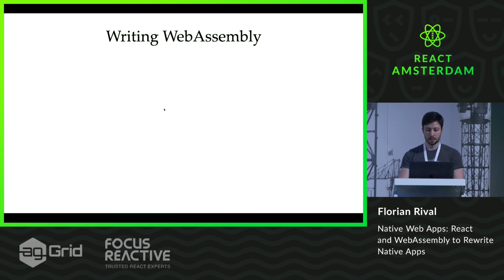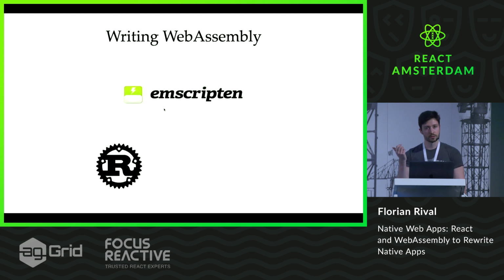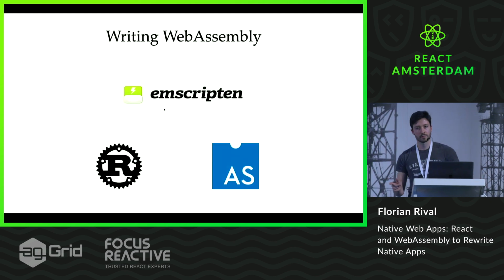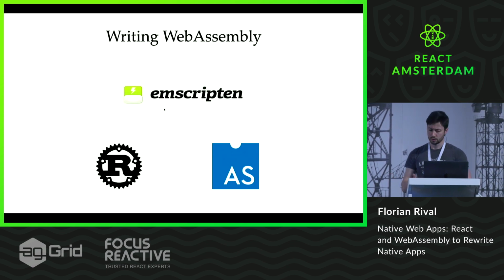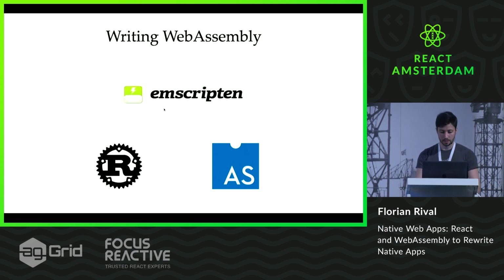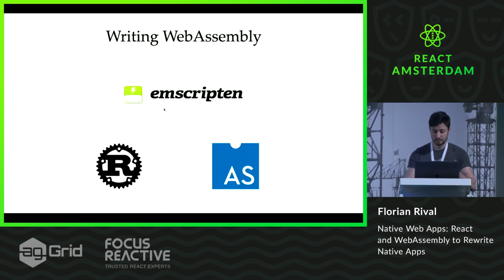That means that, for example, if you want to write WebAssembly, you can use Emscripten, which is what I've been doing to compile a C++ or C code base to WebAssembly. You could also use languages like Rust that are designed to have WebAssembly as a compilation target, and even things like AssemblyScript. I've never tried, but that seems really interesting. It's a TypeScript-like language that compiles to WebAssembly. So it's, I guess, a good idea to try it if you want to give WebAssembly a try. I'll speak mostly about Emscripten because that's what I've been using.